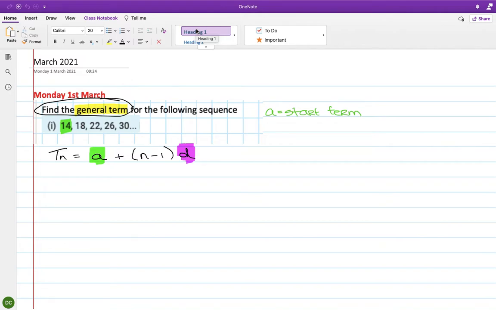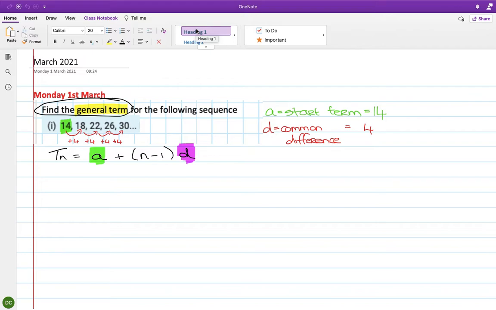So A is the start term, and the start term is just the first term of the sequence, which is 14. D then is the common difference. And the common difference is the difference from one term to the next. So from 14 to 18 is 4. From 18 to 22 is 4. 22 to 26, 4. 26 to 30, 4. So the common difference is 4.